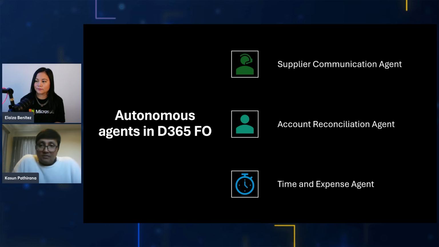And also we have the time and expense agent. The time and expense agent in Dynamics 365 project operations automates time tracking and expense reporting by pulling the data from Outlook and emails, drafting entries as well, and categorizing receipts for quick review and submission. It also helps managers enforce policy compliance and streamline the approvals. So the time and expense agent is another autonomous agent. So we have 3 agents which are quite good.